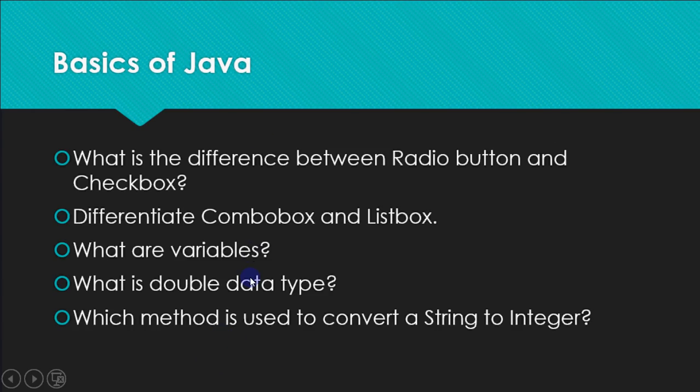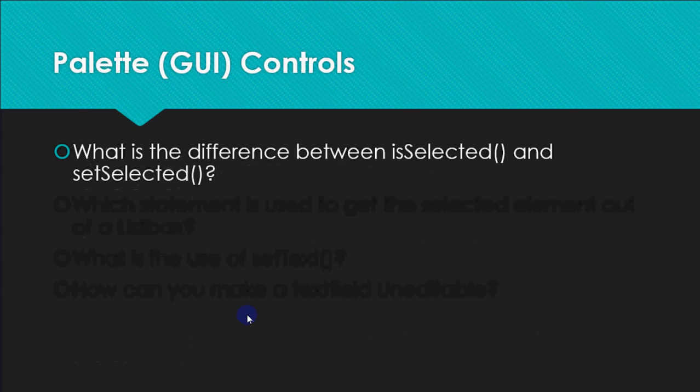So these kind of questions and similar ones can be asked from the very basics of Java. Then comes specifically from the GUI controls, the palette which we have in our NetBeans. So there are different controls like labels, text fields, button, checkbox, radio button, combo box, list box. So questions can be asked based on that. Like you can be asked, what is the difference between isSelected and setSelected?